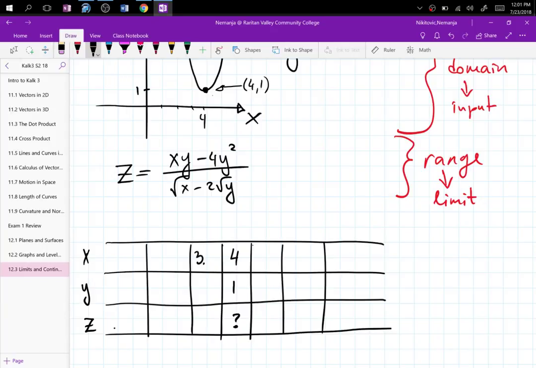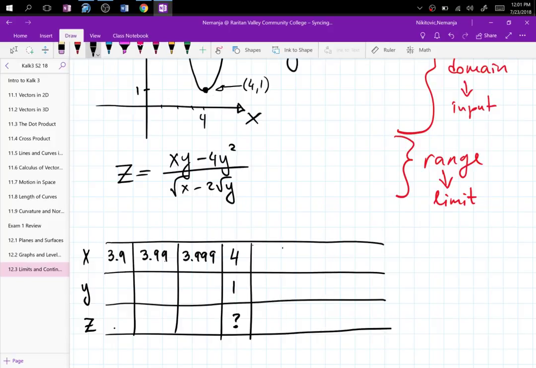So x 3.9, sorry, wrong. I have to start from the other side. So 3.9, 3.99, and 3.999. On the other side here, I have to start at 4.1, 4.01, and 4.001. So as you can see, I am still picking the same way like I pick in Calc 1.